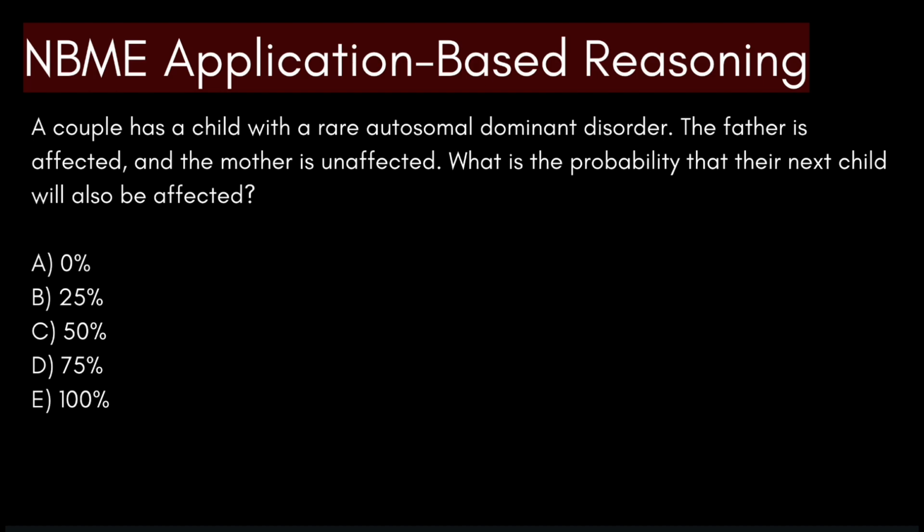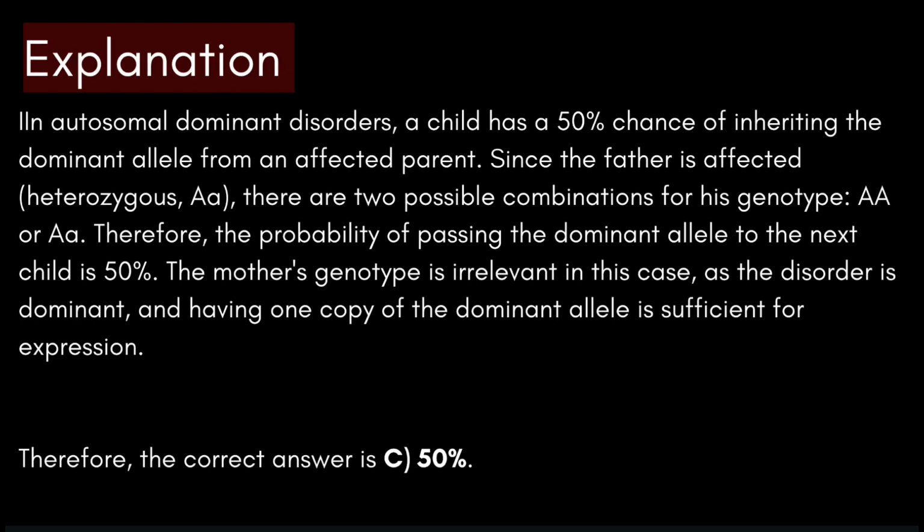If you did the Punnett square, you should have gotten this answer right. In autosomal dominant disorders, a child has a 50% chance of inheriting the dominant allele from an affected parent. Since the father is affected, heterozygous big A, little a, there are 2 possible combinations for his genotype, big A, or big A, little a. Therefore, the probability of passing the dominant allele to the next child is 50%.